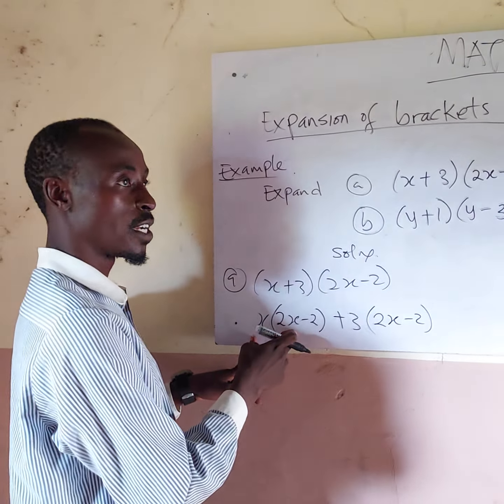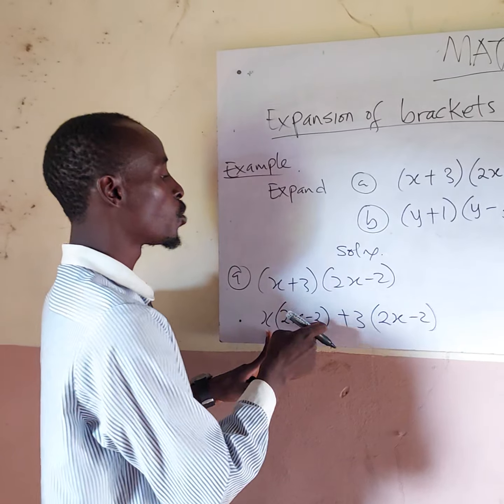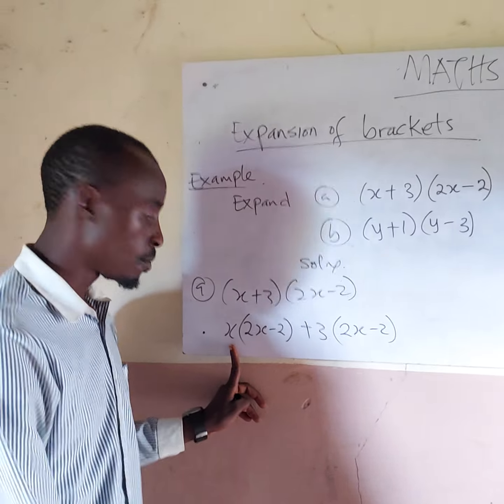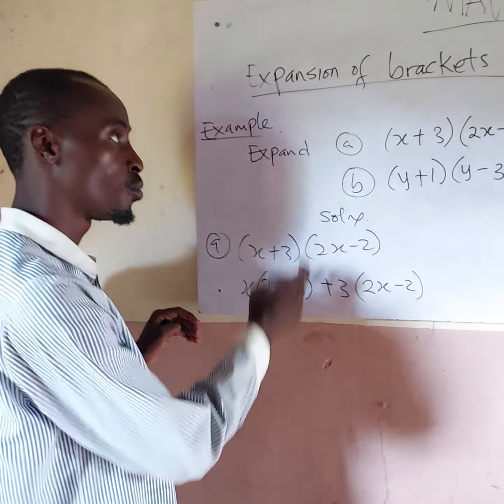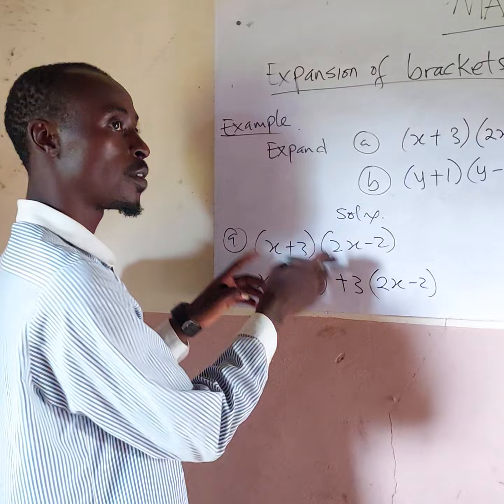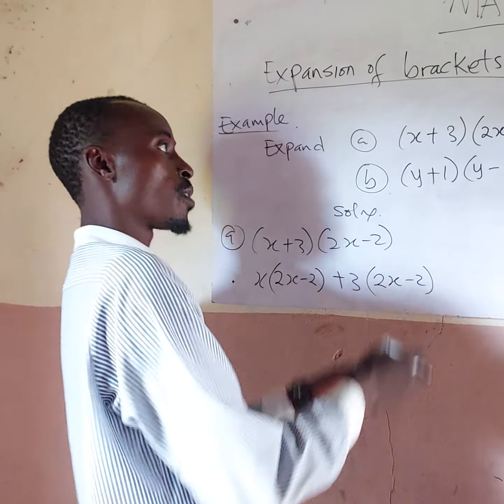So x will multiply 2x. Now the same x will multiply minus 2. That will be minus 2x. X times minus 2 is minus 2x. So x has multiplied this, we have gotten the answer. X has multiplied this, we have gotten the answer. We are done with this bracket. We go to the second bracket.